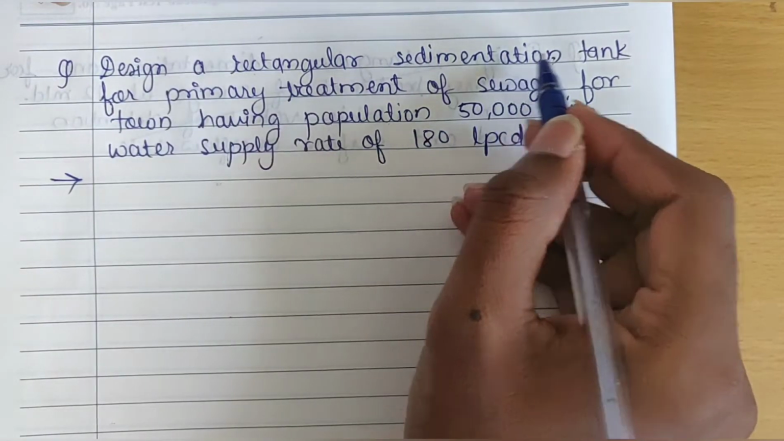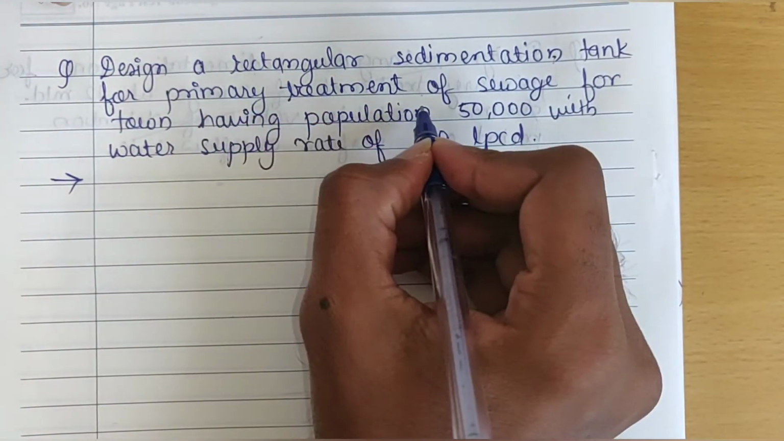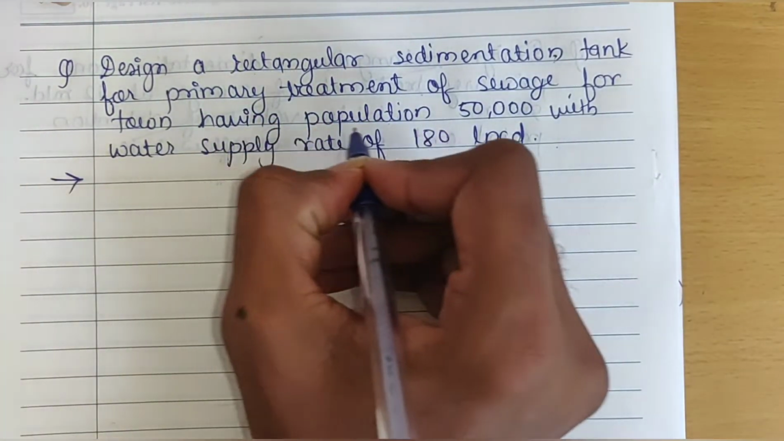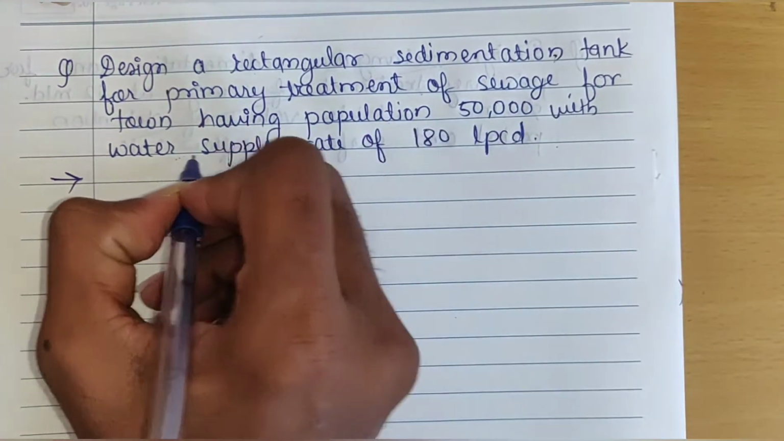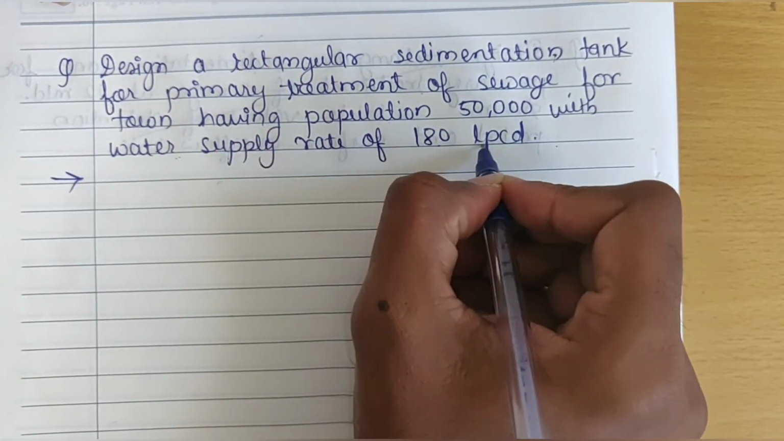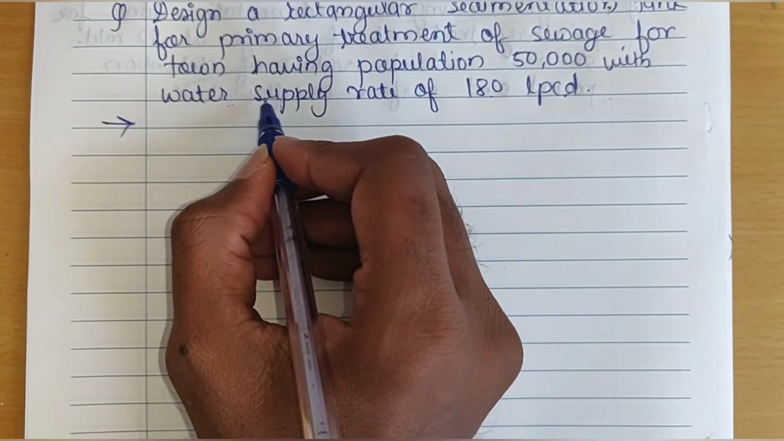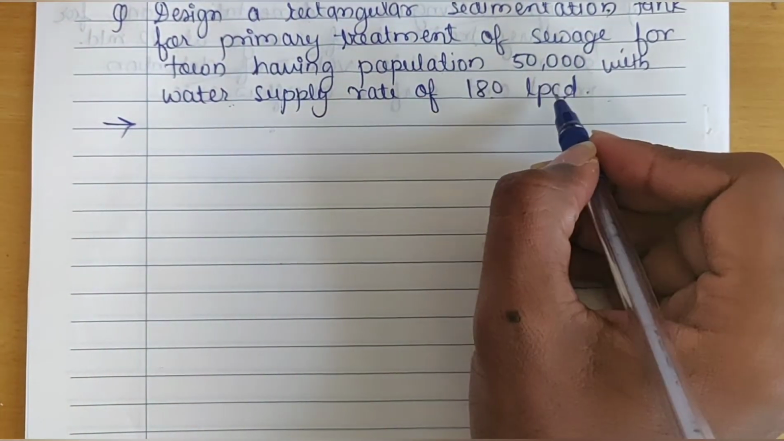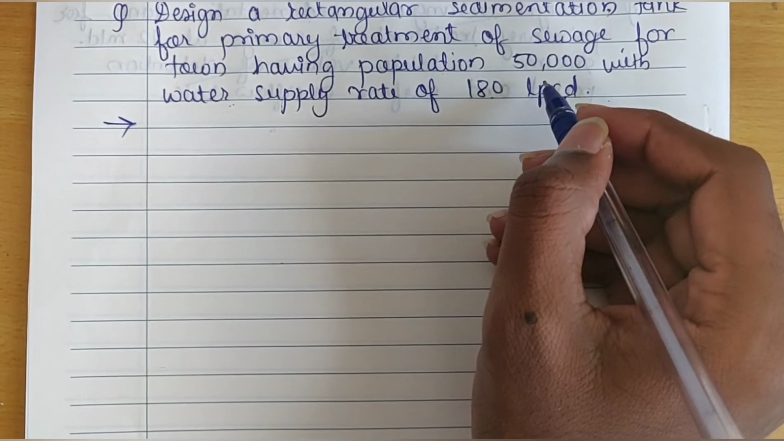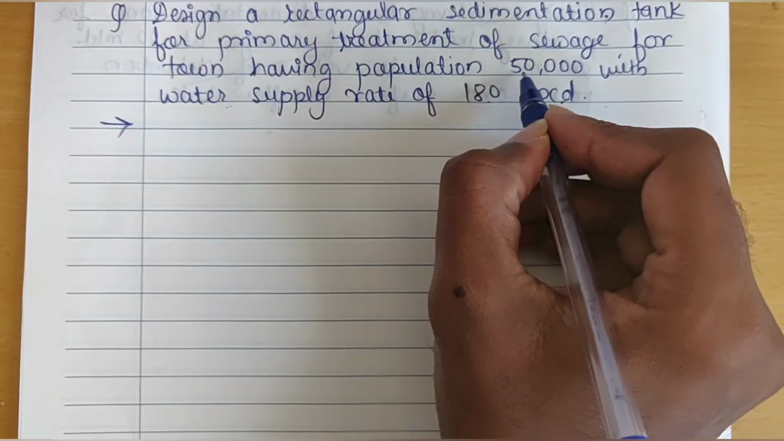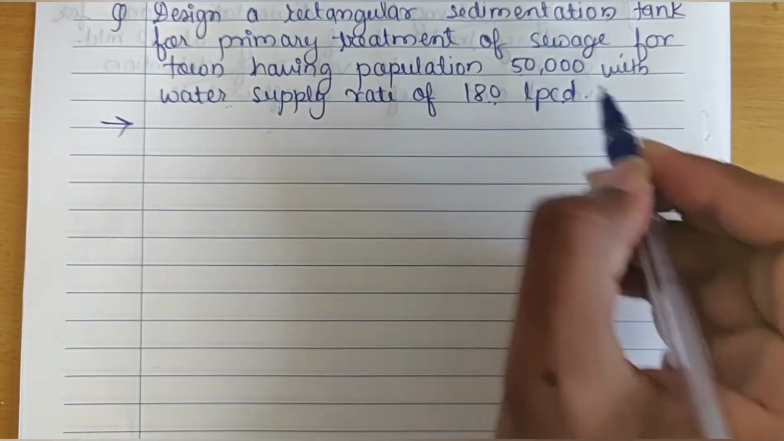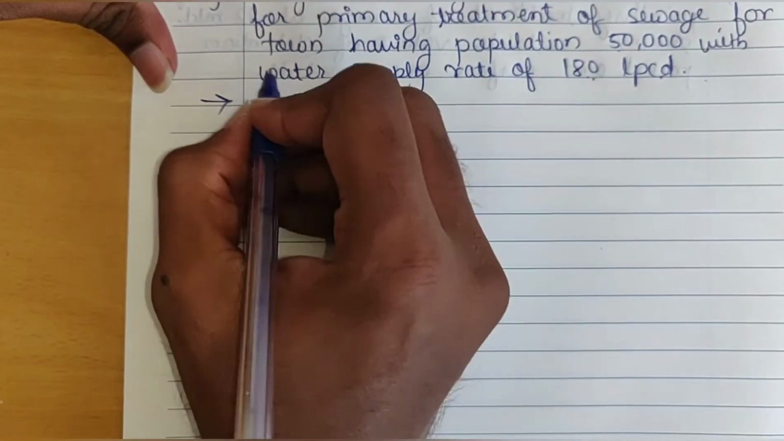Design a rectangular sedimentation tank for primary treatment of sewage for a town having population 50,000 with the water supply rate of 180 LPCD. Okay, let's start with the design. Here the flow rate is not directly given, but the data which is required to find the flow rate is given, that is population and the water supply rate. So first we will find the flow rate Q.